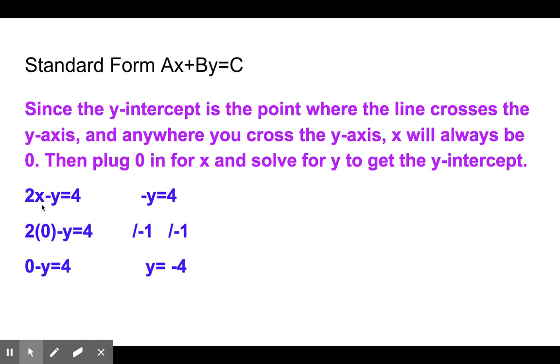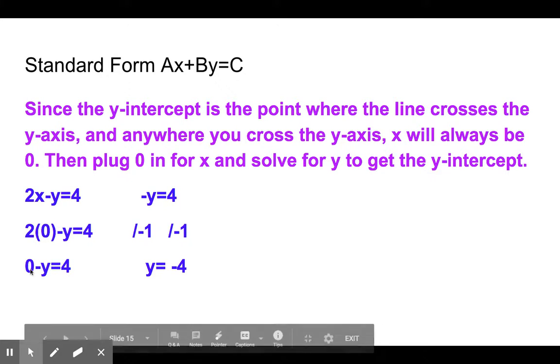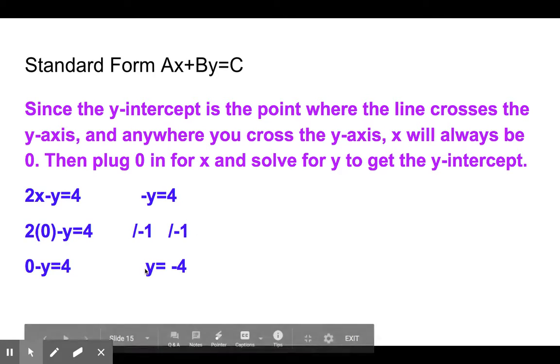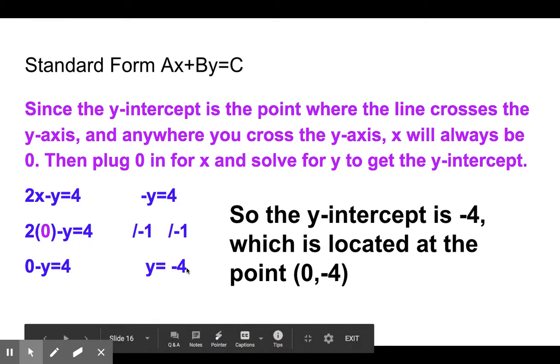Okay, so let's plug in 0 for x in this same equation now. 2 times 0 is 0. Then 0 minus y is just minus y. We don't want to solve for a negative y, so let's divide both sides by -1, and we end up with y is equal to -4. And there we go. We just found the y-intercept is -4, which is located at the point x is 0, y is -4.